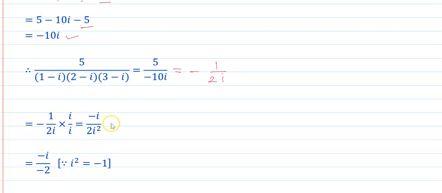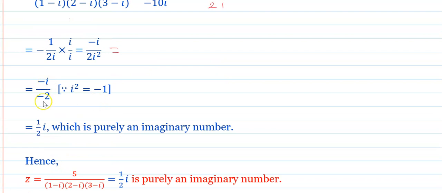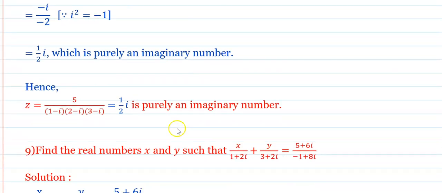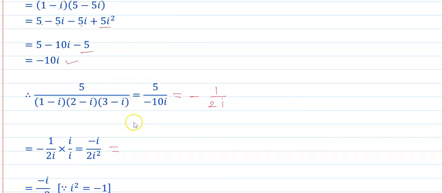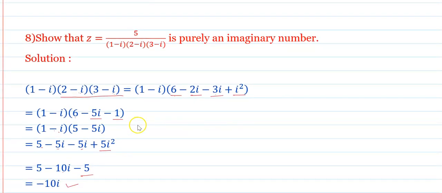Okay, here is minus i upon minus 2, and as i square is minus 1 and therefore you will get 1 upon 2 into i, which is purely an imaginary number, and hence we have proved that z is equal to 5 upon in bracket 1 minus i into 2 minus i into 3 minus i, and that's equal to 1 upon 2 into i, which is a purely imaginary number. Okay, now you can see this again.